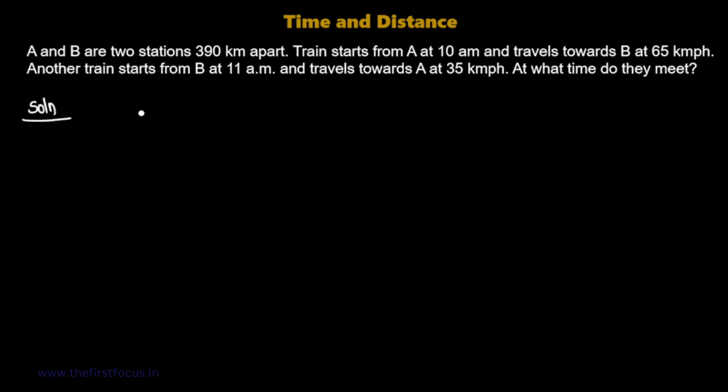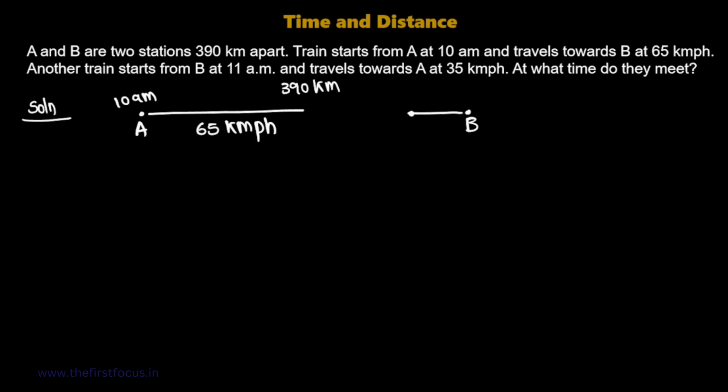From the given, A is a station and B is a station which are at a distance of 390 km. So the first train travels from the point A at 10 am at the speed of 65 km per hour. The second train starts from the point B at 35 km per hour at 11 am. We have to find the time at which they meet.